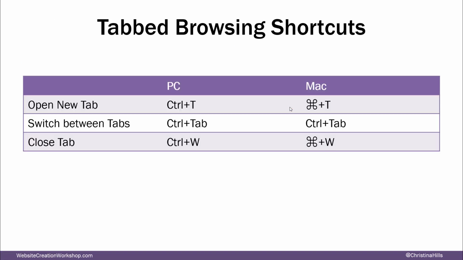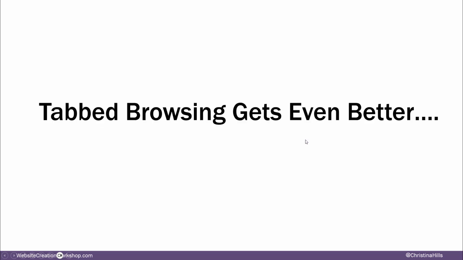All right, so here are some tabbed browsing shortcuts, and these shortcuts will be in that PDF cheat sheet that I'll give you at the end. So Control T is to open a new tab. With a Mac, it's Apple Command T, right? Switch between tabs, Control Tab, and then to close a tab, Control W or Apple Command W. And that's what this looks like on your keyboard if you have a Mac.